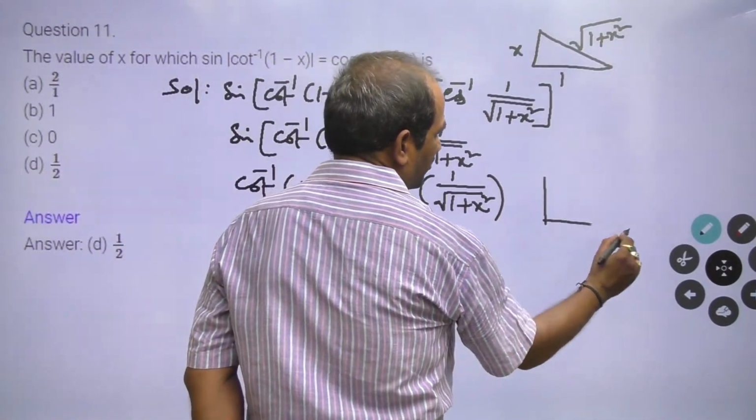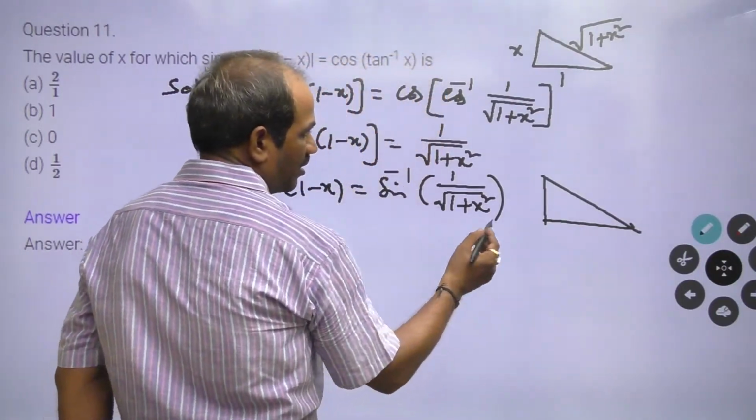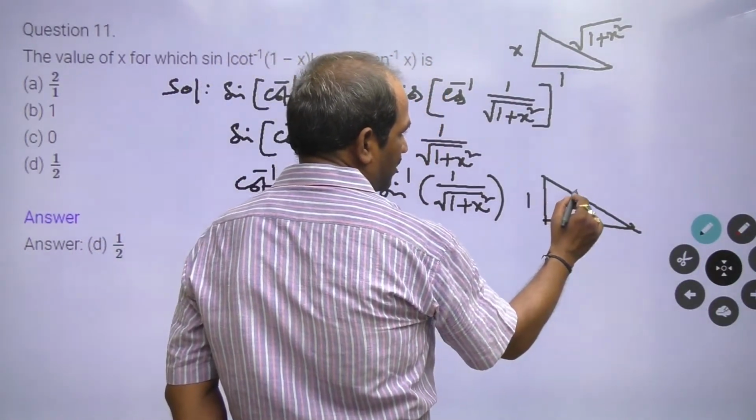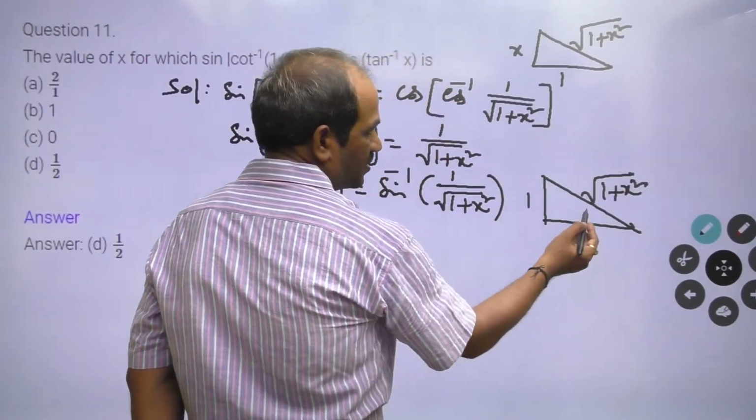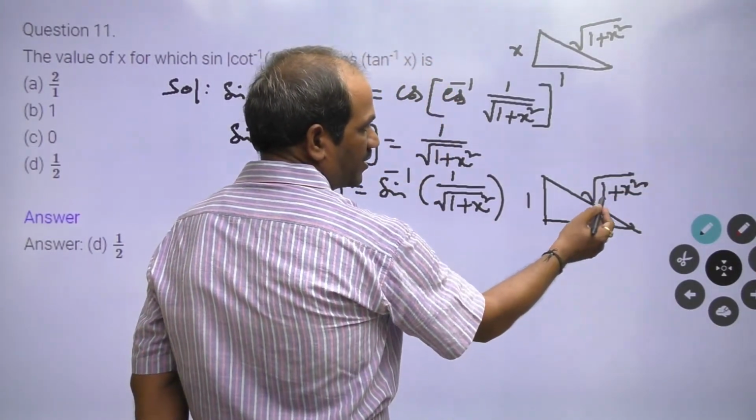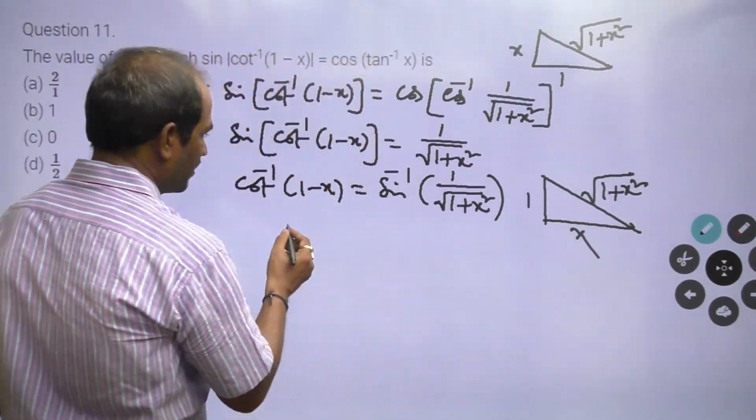So take the triangle one more time. Sine theta is opposite side by hypotenuse, opposite side is 1, and this value is square root of 1 plus x square. This side length is 1 plus x square minus 1, which cancels, and root of x square is x.